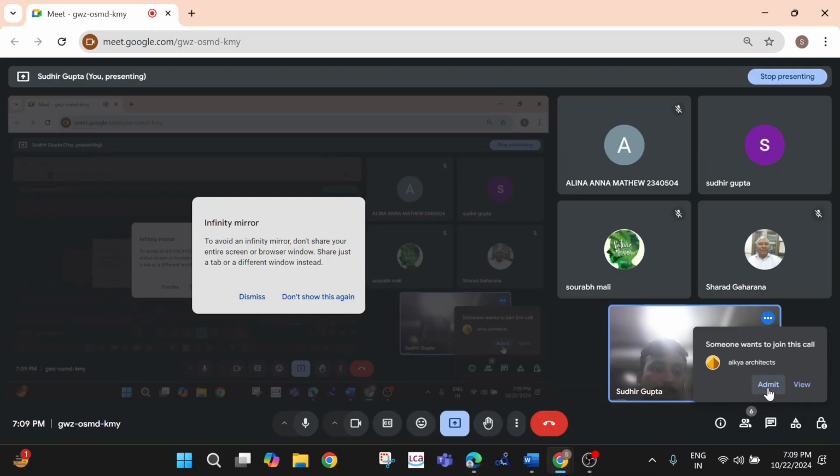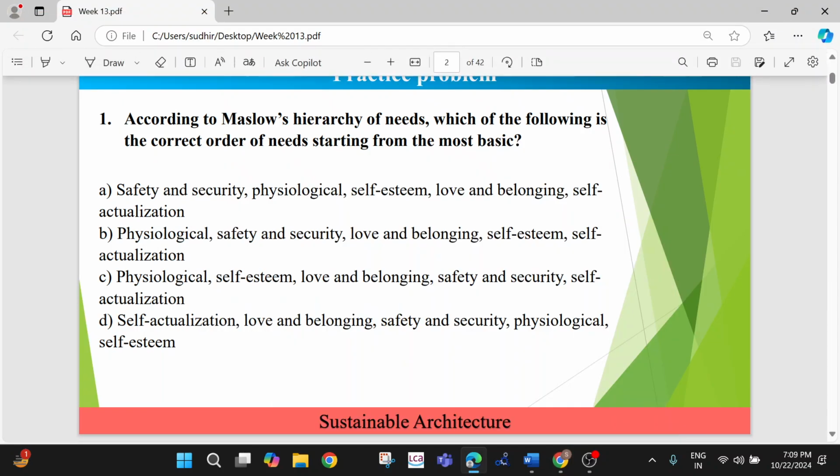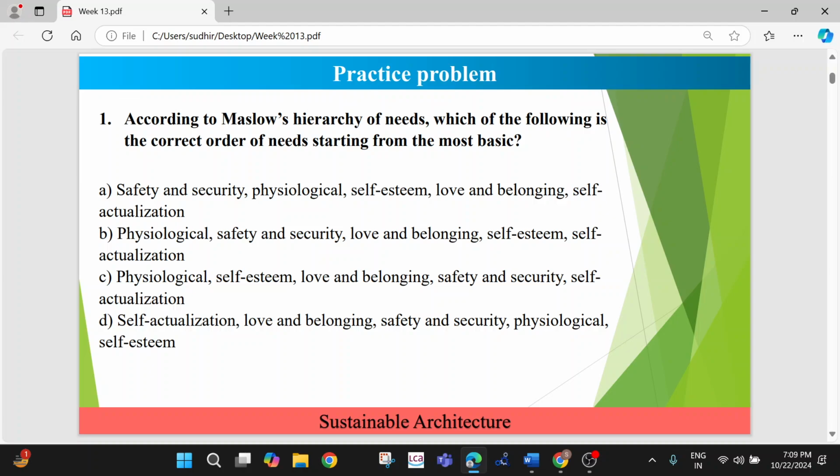Maslow's hierarchy of needs is structured as a pyramid with the most basic physiological needs at the bottom. Once these needs are satisfied, the individual can move to safety and security, followed by love and belonging, self-esteem, and finally self-actualization at the top of the pyramid. This is followed in option B. That's why option B is the right answer: physiological, safety and security, love and belonging, self-esteem, and at the end, self-actualization. So let's move to the second question.